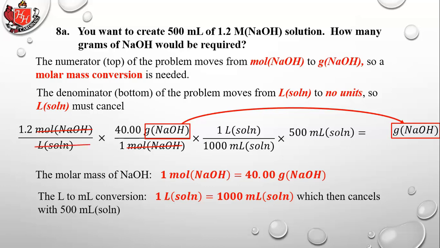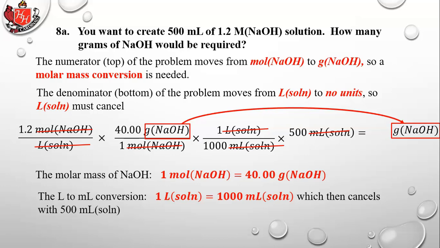Watch. Liters of solution on the bottom left cancels with liters of solution. Milliliters of solution cancels with milliliters of solution. So the only thing remaining is the grams of NaOH. So now you're ready to do the math. Notice that there are no units on the bottom. All the units in the denominator have canceled out and gone away.